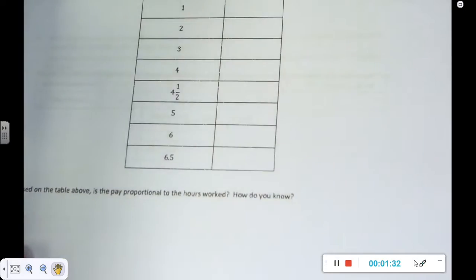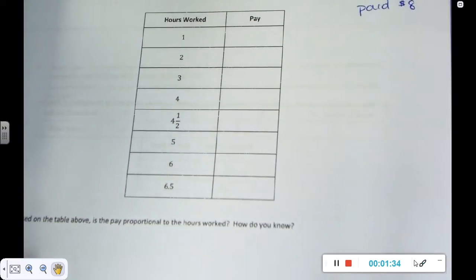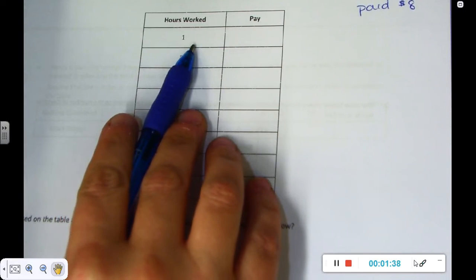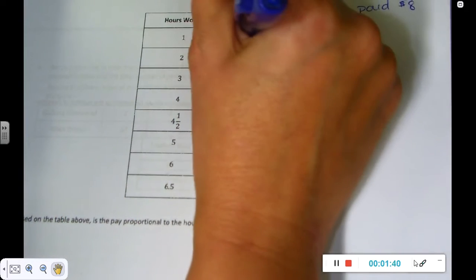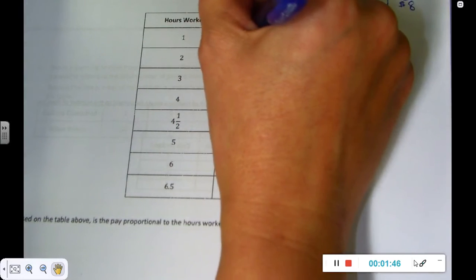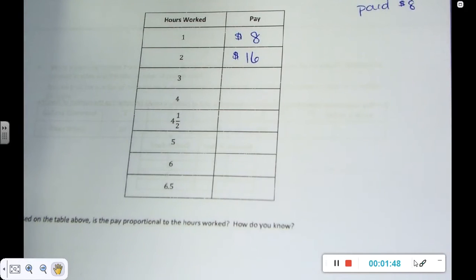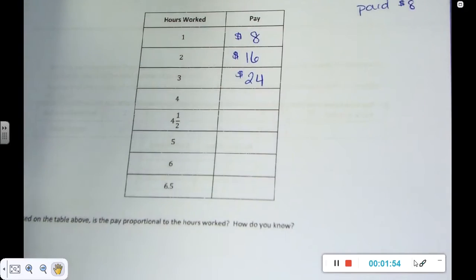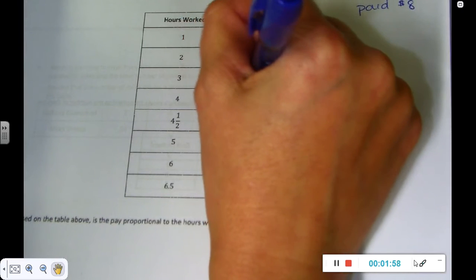Because with our table, in our first row, if you work for 1 hour, you're going to be paid again $8. If you work 2 hours, you're going to be paid $16, because 2 times 8 is 16. If you work for 3 hours, you're going to be paid $24. If you work 4 hours, you'll be paid $32.